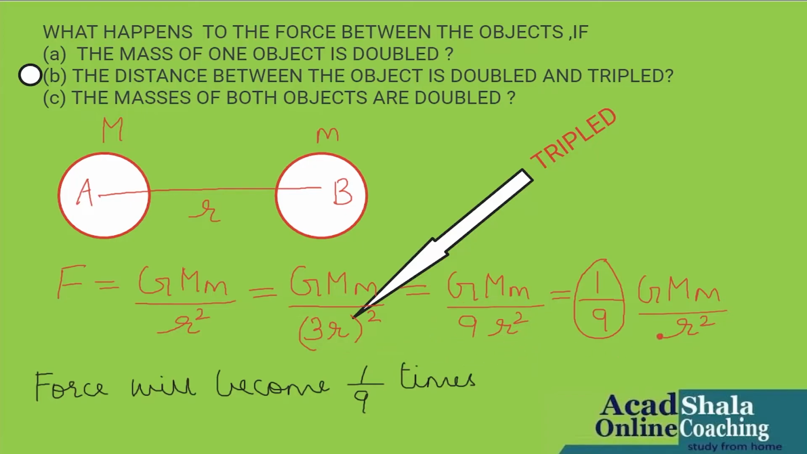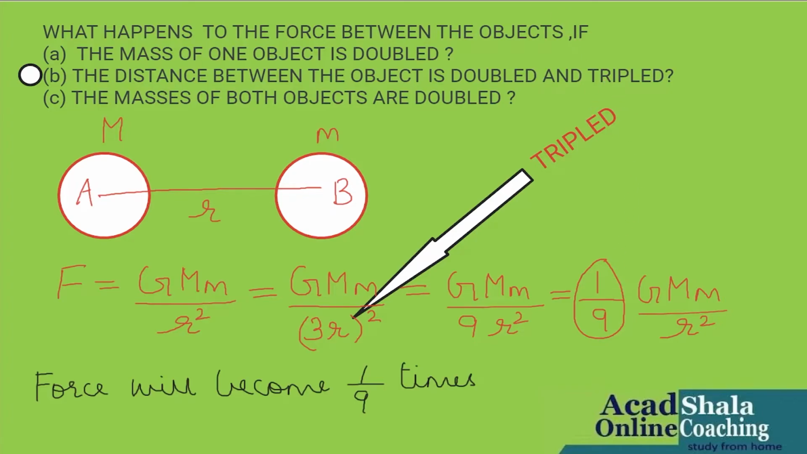After this, I will put 1 upon 9 outside and then the rest of the expression, G m small m upon r square. So this is my final expression according to the demand of the numerical of the B part, that is the tripled part. After getting my final expression, I will put it in words, that is force will become 1 upon 9 times. So this is my final answer of this numerical.